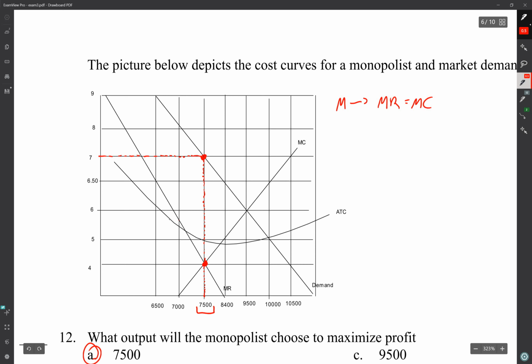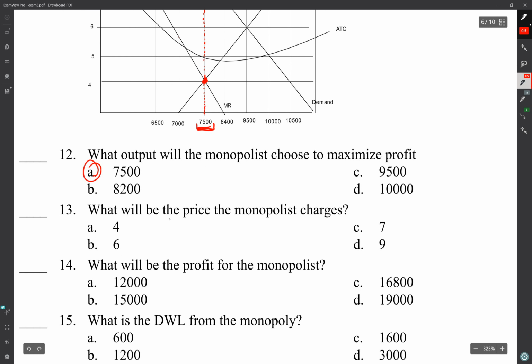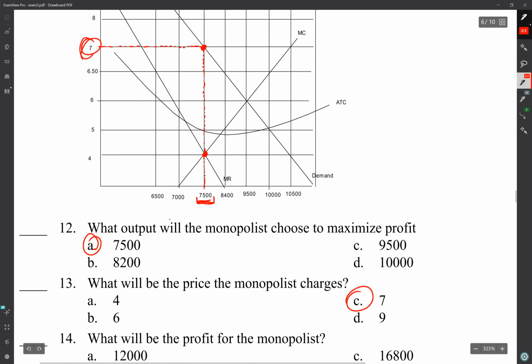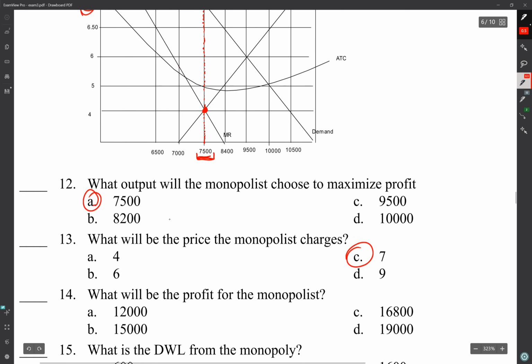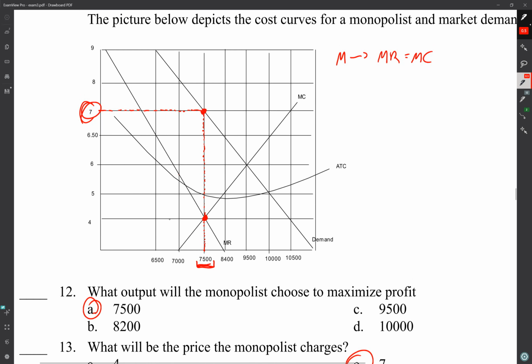This demand curve is telling us what we're willing to pay for this quantity. Okay, so we're willing to pay 7. Okay, so we just go up. We're saying at this level of quantity, this monopoly quantity, we go up to the demand curve, find out what people are willing to pay, and we see it's 7. So if we go to 13, we see 7 is one of the answers. Okay, so far so good. Next question is asking about profit, and then after that, dead weight loss. Okay, so let's see if we can figure those out.